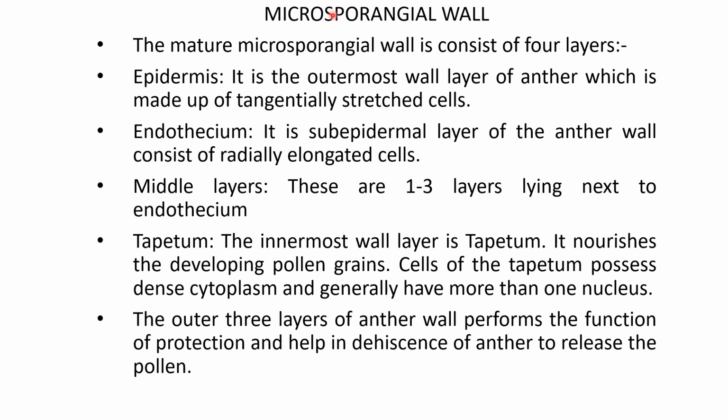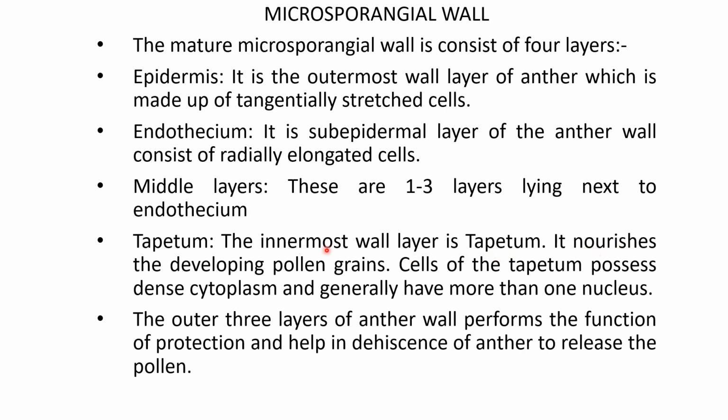As far as the microsporangial wall is concerned, the mature microsporangial wall consists of four layers. The outermost layer, the epidermis, is made up of tangentially stretched cells. Next to the epidermis is the endothecium, which is a subepidermal layer of the anther wall and consists of radially elongated cells. Middle layers: there are one to three layers lying next to the endothecium, and these are known as the middle layers. Tapetum: the innermost wall layer is the tapetum.